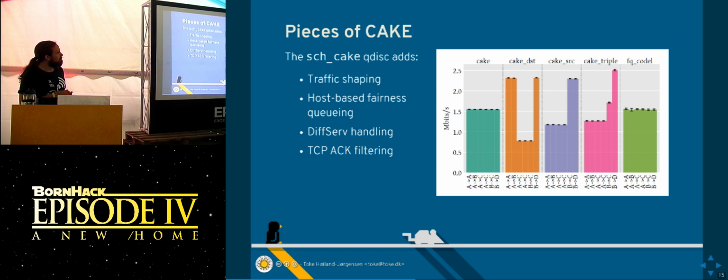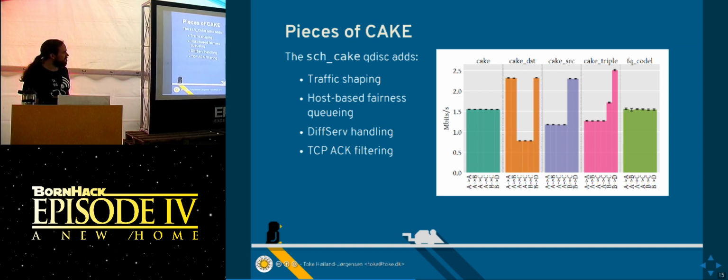So the FQ-CoDel thing gives you a different queue for each flow, which also means that all flows will get the same bandwidth. So if you open up 10 flows, you'll get 10 times as much bandwidth. And depending on your network, that may or may not be a good thing. So if at your home, maybe you want to limit the different devices to get the same thing, and with CAKE, you can do this. So this is just per-flow fairness.